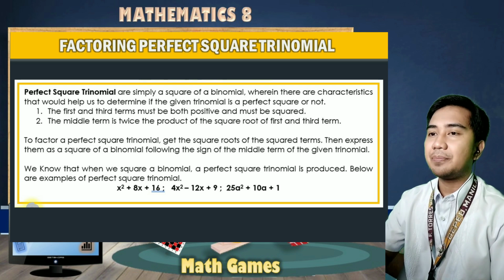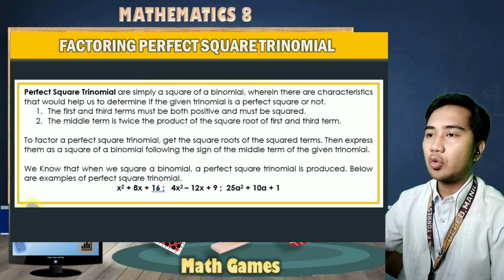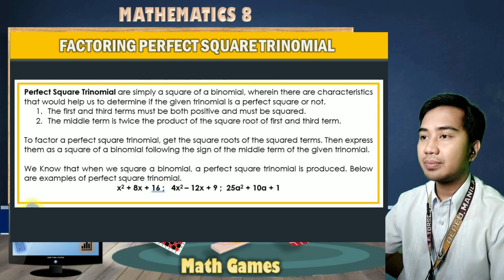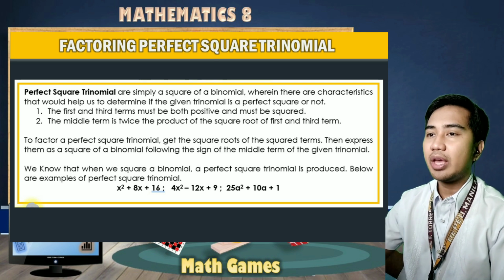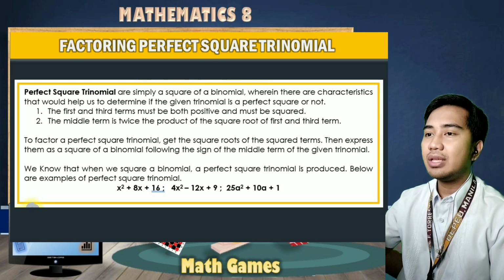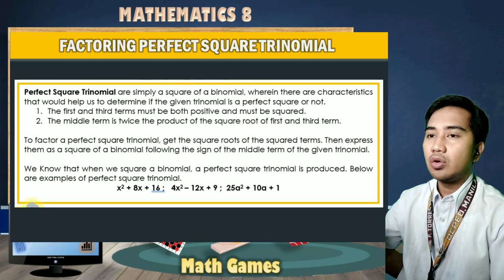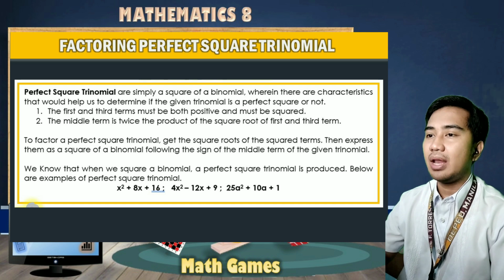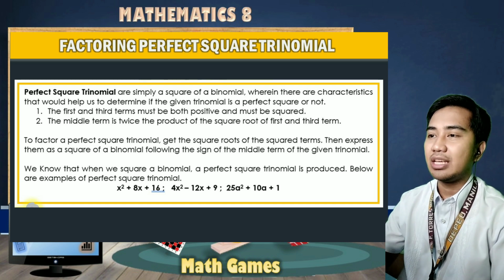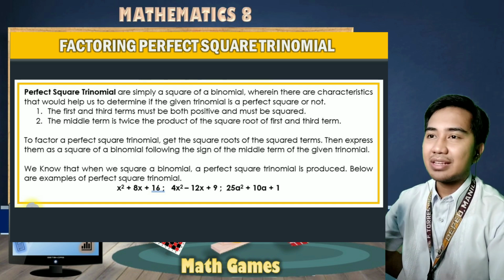So to factor a perfect square trinomial, get the square roots of the squared terms, then express them as a square of a binomial following the sign of the middle term of the given trinomial. We know that when we square a binomial, a perfect square trinomial is produced. So let's have these examples.